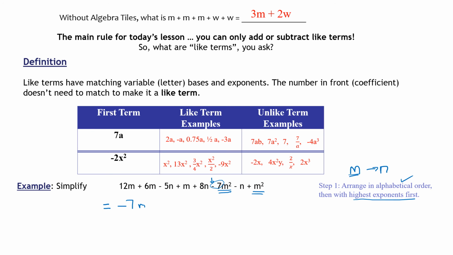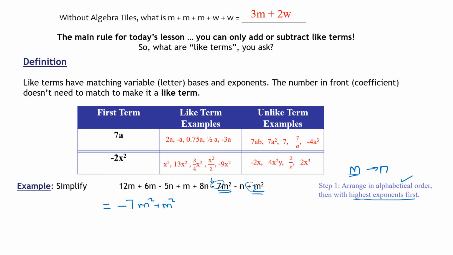Negative 7m squared. And then this m squared, the last m squared, I have to take the sign that's in front of it. So that's a positive m squared. You have to take the sign. Have to. You have to take the sign that's just to the left of it. You can't ignore it. Okay, we've got the M, so I'm going to switch colors here.